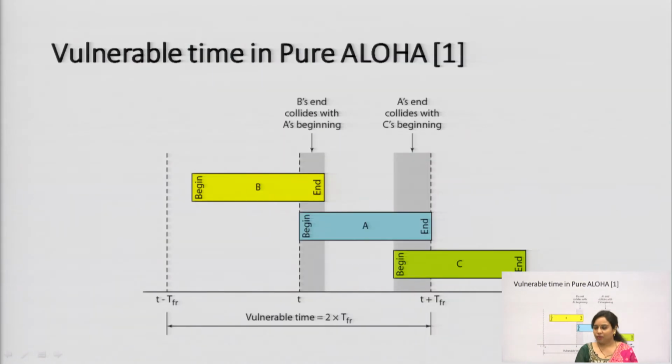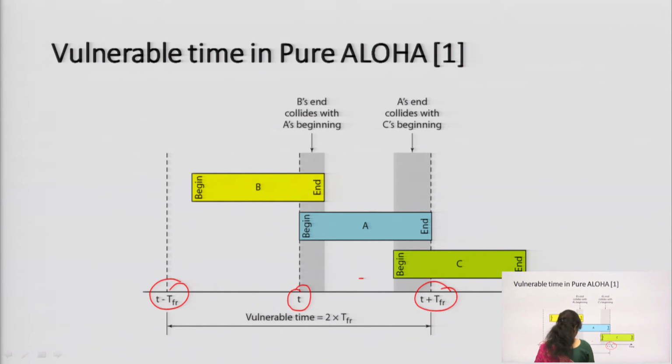Now, next is the vulnerable time in pure Aloha. What does it mean? If you can see, this is T minus TFR, where TFR is the frame time required to transmit the data, and this is T plus TFR, and at this point of time the data will be transmitted.